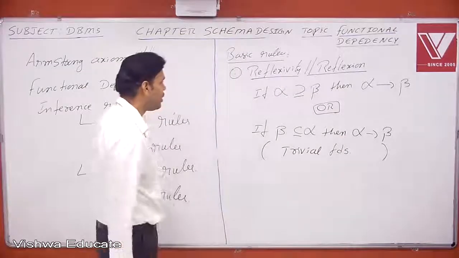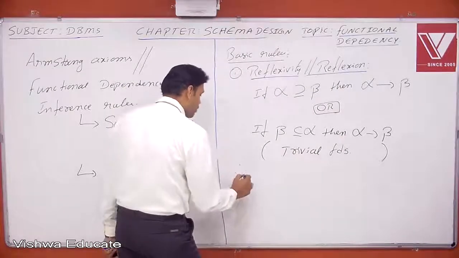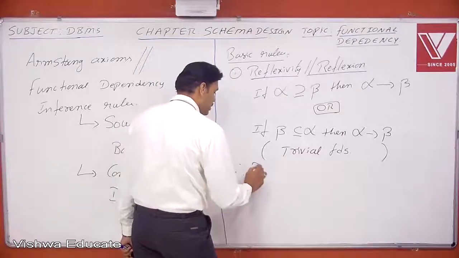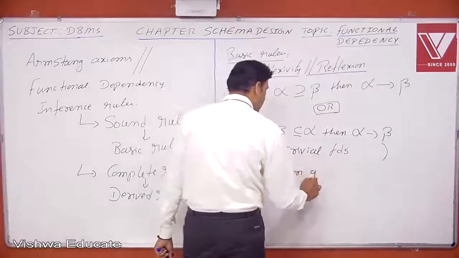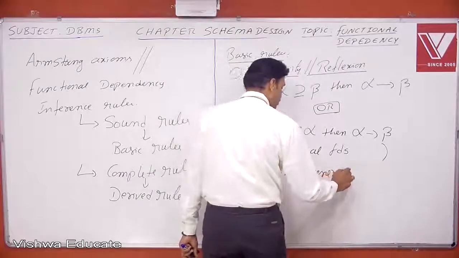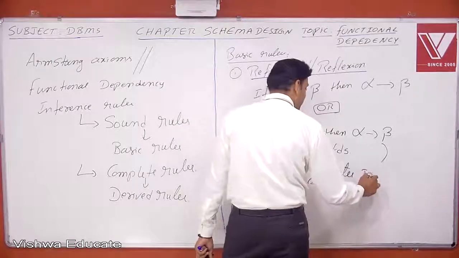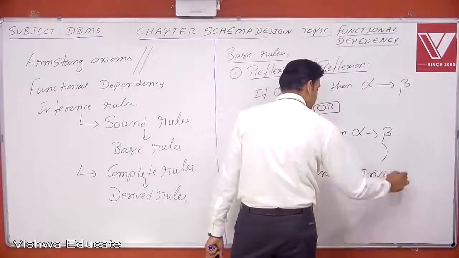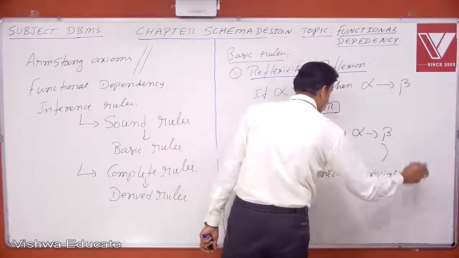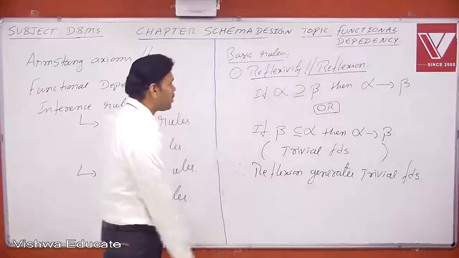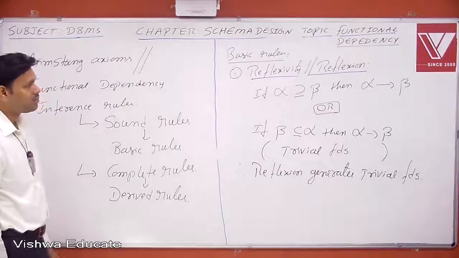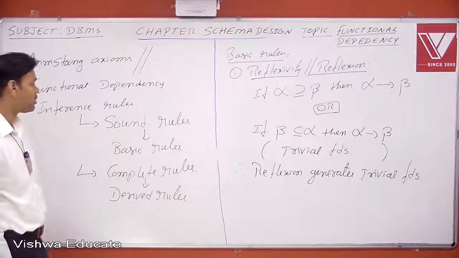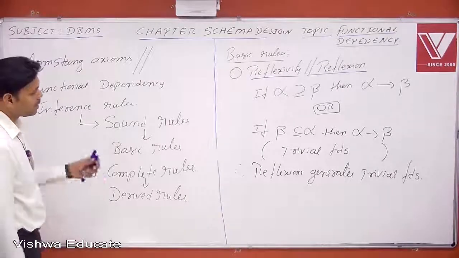Okay now. So what do we write here? That reflection generates trivial FDs. Right. This is the first property or first basic rule of functional dependency inference rules. Get it, copy.